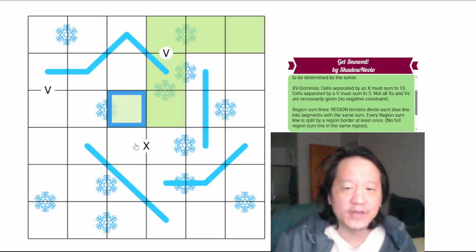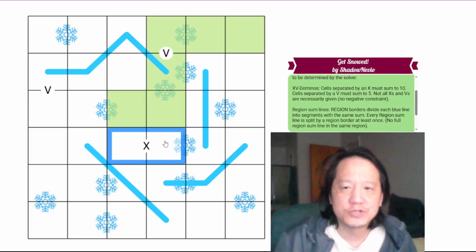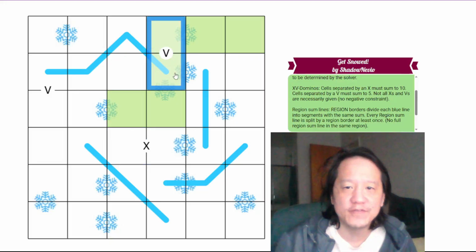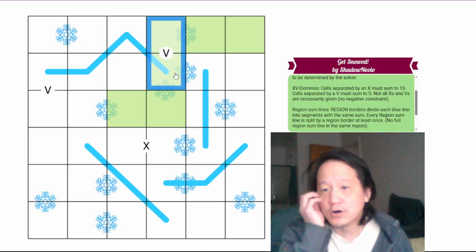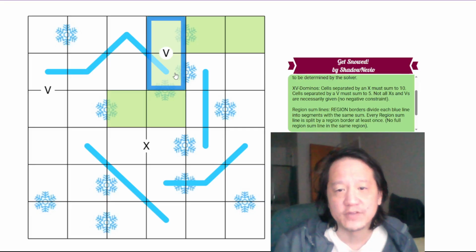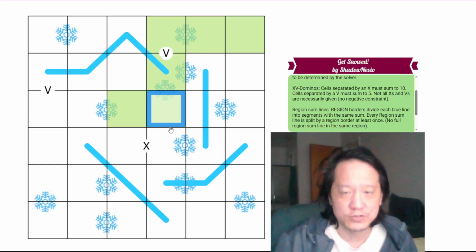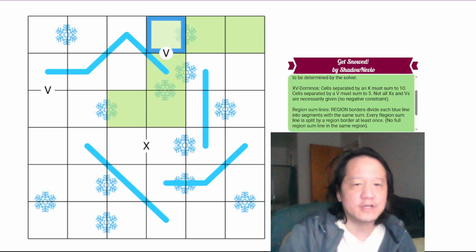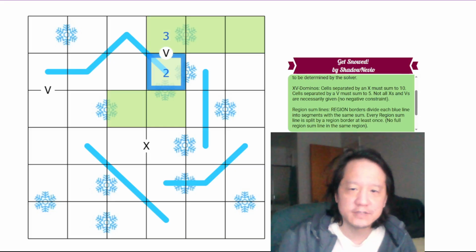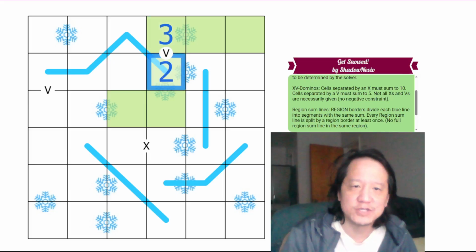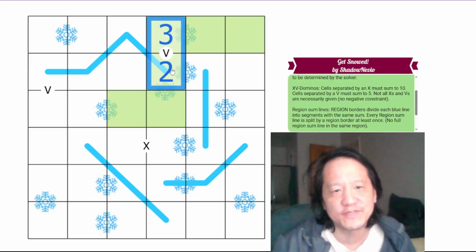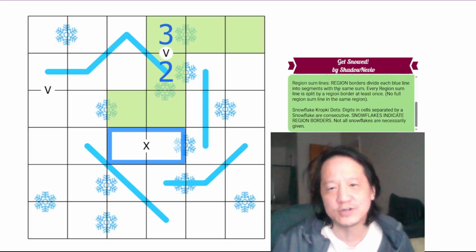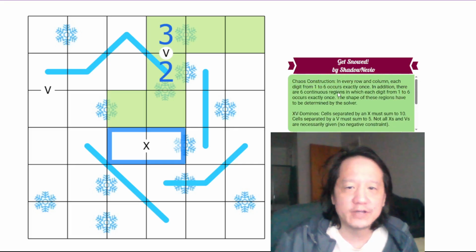We have XV dominoes, where cells separated by an X must sum to 10, and cells separated by a V must sum to 5. Not all X's and V's are necessarily given. There is no negative constraint, in other words. So, for example, if this were a 3, this would have to be 2, because these two digits must add up to 5. And these two digits must add up to 10. I'm not going to give an example because that would start solving the puzzle. Anyways, what else do we have?